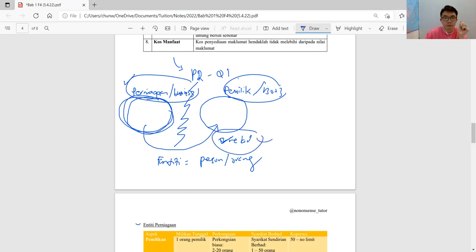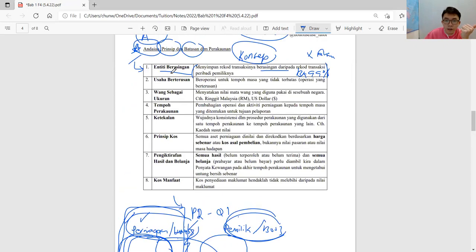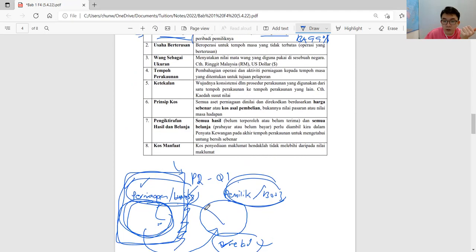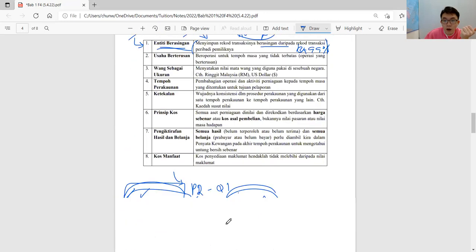Why? Because the business itself is business and the boss is boss. They're two different things. And when we are doing accounting, we are doing the accounting on the business. I don't care if it is the boss or the pekerja, whoever he is, as long as they take something from my business or they give something to my business, I have to record it. Why? Because of this entity berasingan. So when you read it back again, menyimpan record transaksinya. So whatever transaction is going on, you have to record it.